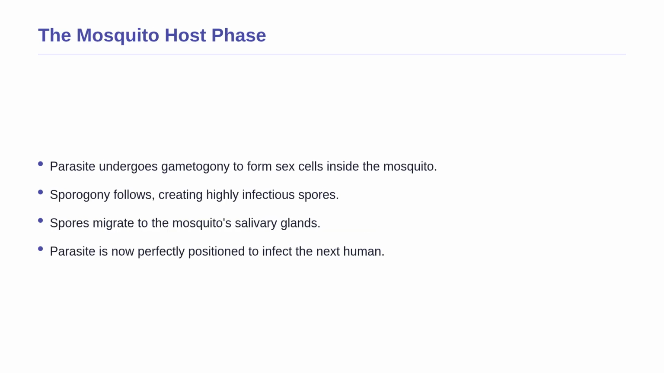While the parasite wreaks havoc in the human bloodstream, its journey continues only if another mosquito bites the infected person. Inside the mosquito, the parasite shifts its strategy entirely. It undergoes a process called gametogony to form sex cells, which then fuse. This is followed by sporogony to create infectious spores. These newly formed spores eventually migrate all the way to the mosquito's salivary glands. They sit there, perfectly positioned and waiting, ready to be injected into the next human host the moment the mosquito takes its next blood meal.